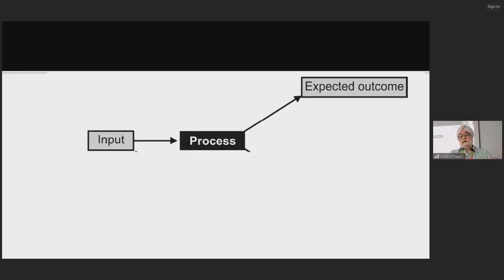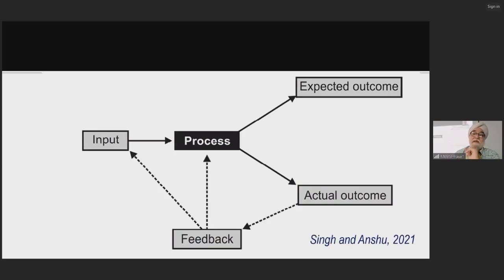Now, you have input and you have processes, and then you have an expected outcome. For example, I'll take the student to the ward, I'll show him the patient, and then he will learn how to take a good history. That's your expected learning outcome. But outcomes are not always what you expect them to be. And there is actually sometimes a gross difference between your expected outcome and your actual outcome. You want them to do one thing, but because of various factors, they learn it totally the other way around.